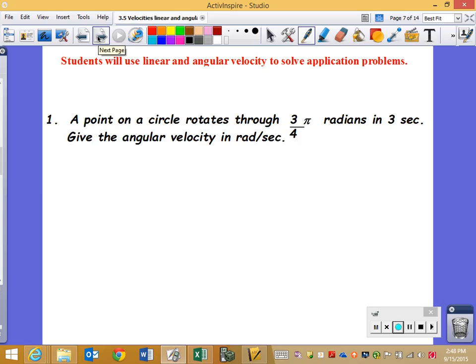A point on a circle rotates through 3 pi over 4 radians in 3 seconds. Let's draw a picture. 3 pi over 4. So let's say our point is right here.